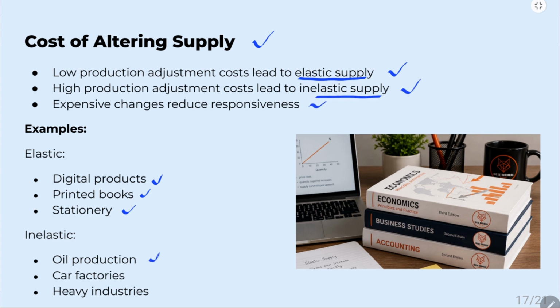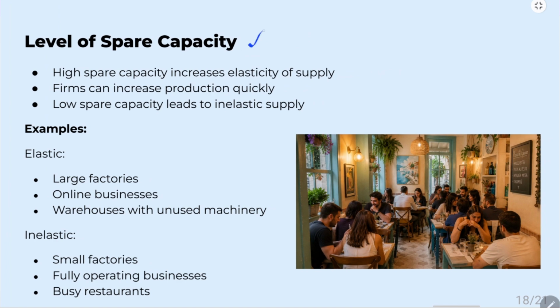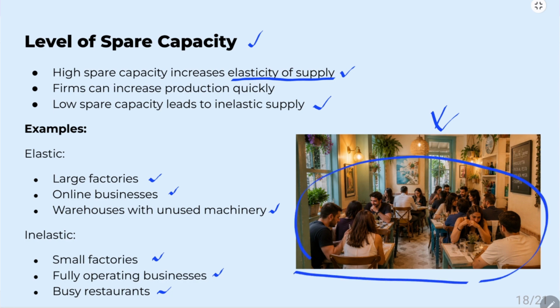Oil production, car factories, and heavy industries require expensive machinery and investment, making it difficult for firms to respond quickly to price changes. Firms with high spare capacity usually have elastic supply because they can increase production quickly without major new investment. Large factories and online businesses often have extra capacity that allows them to respond rapidly to rising prices. On the other hand, firms with little or no spare capacity usually have inelastic supply. Small factories and busy restaurants may already be operating at full capacity, making it difficult to increase output quickly, as you see in the picture.